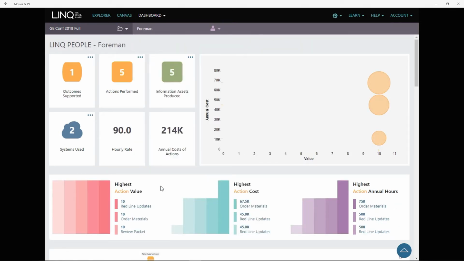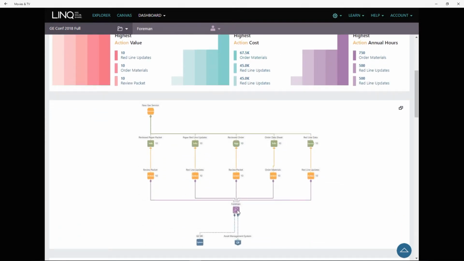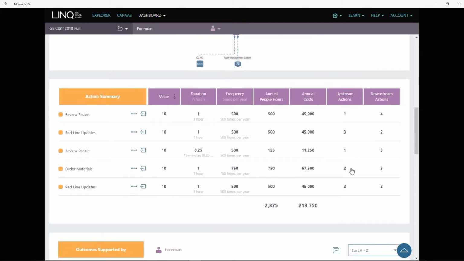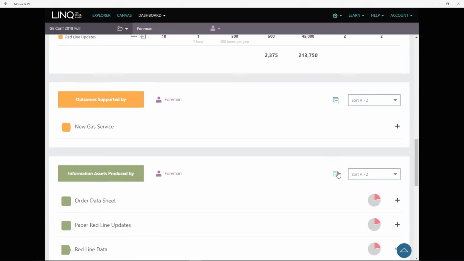Again, we have the summary. We have their actions by value, cost, and annual hours. We can look at the value cost matrix here and really get a good idea of what's being done. Again, their job description, all the actions and information outputs, and the action summary and cost. And again, all of the same things here.